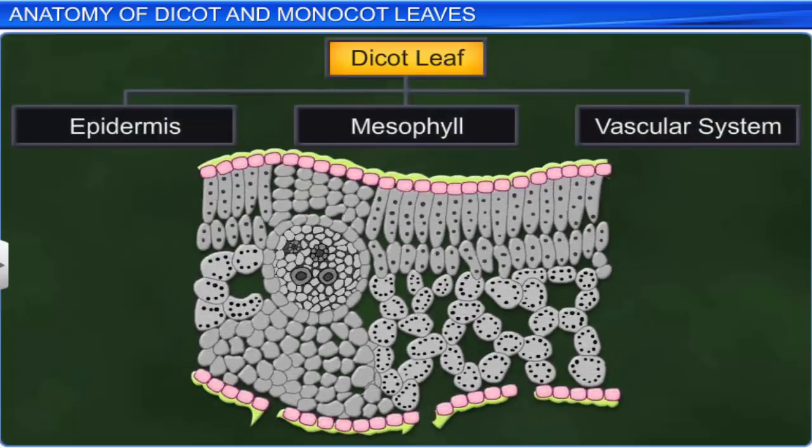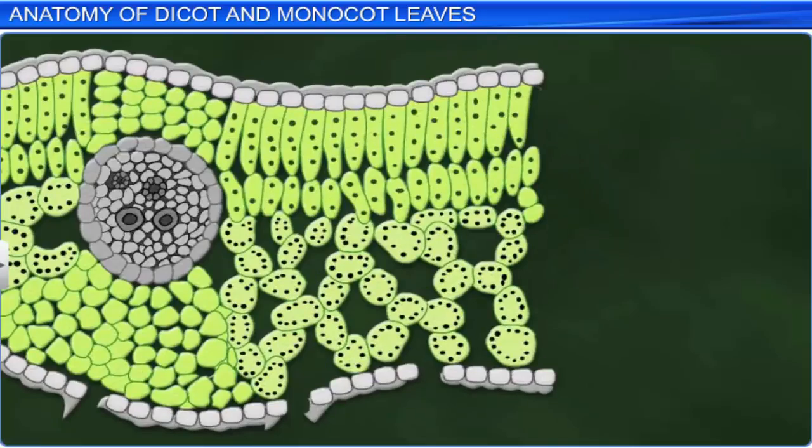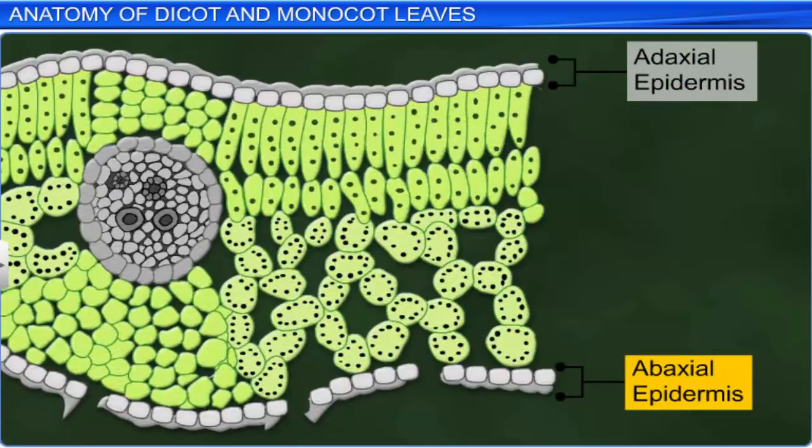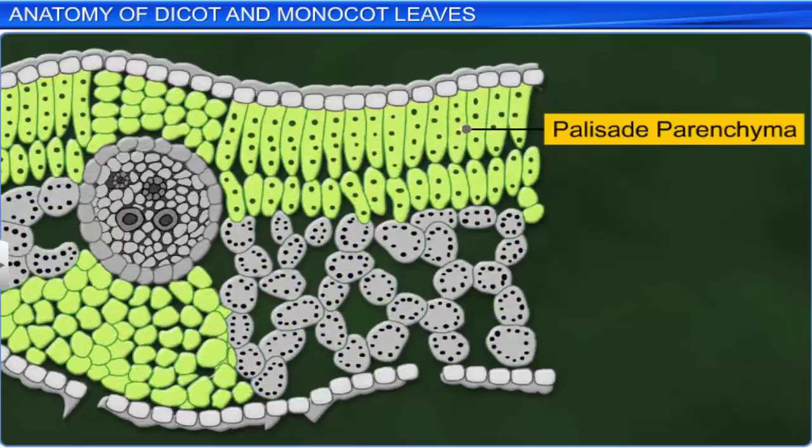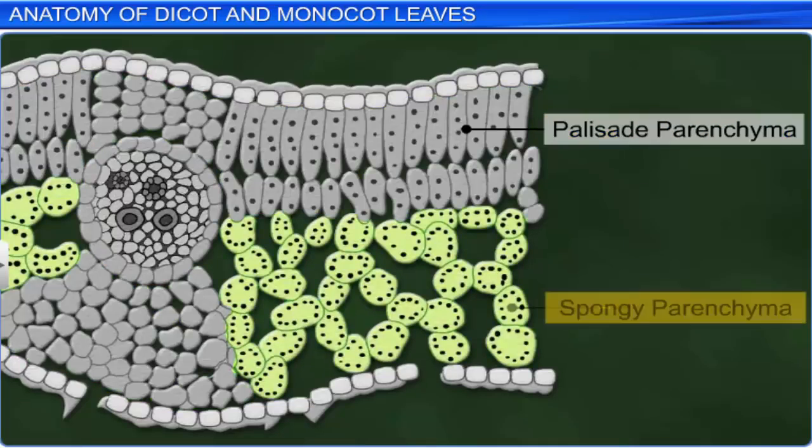The next part of the leaf is the mesophyll, which is located between the upper and the lower epidermis. It is also called the green tissue of the leaf, as it contains chloroplasts. The mesophyll is made up of parenchyma and performs photosynthesis. In dicot leaves, the mesophyll tissue is differentiated as Palisade Parenchyma and Spongy Parenchyma.